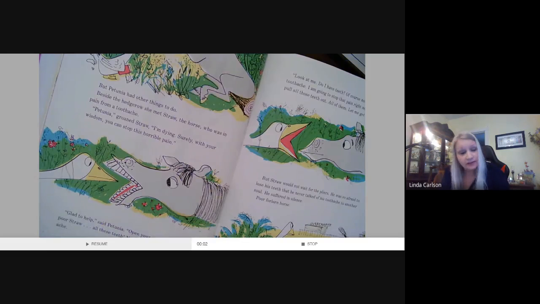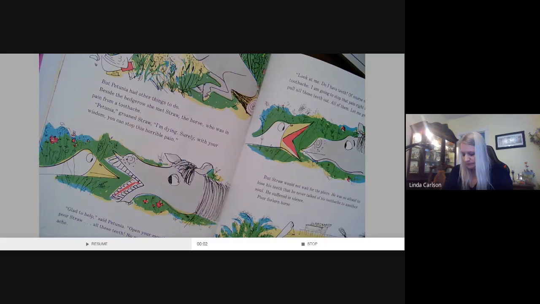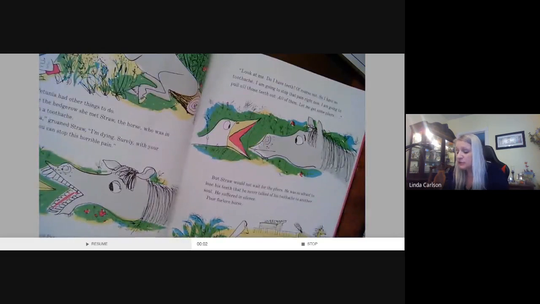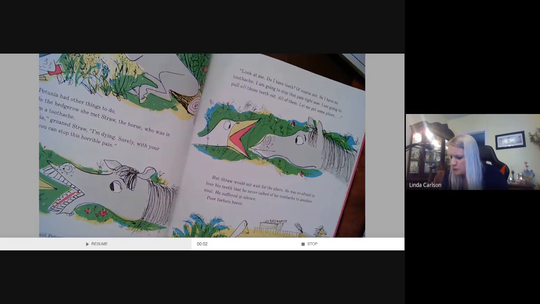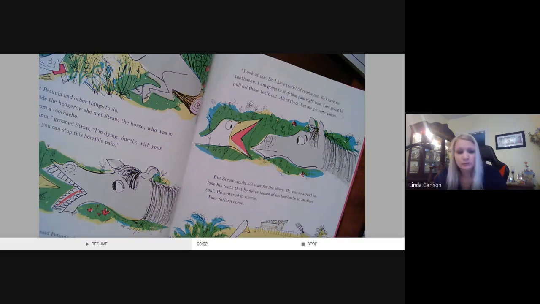So, but Petunia had other things to do. Besides the hedgerow, she met Straw, the horse, who was in pain from a toothache. Petunia groaned, "Straw, I'm dying. Surely with your wisdom you can stop this horrible pain." "Glad to help," said Petunia. "Open your mouth. Why, you poor Straw, all these teeth, no wonder you have a toothache. Let me look. Do I have teeth?" "Of course not. So I have no toothache. I'm going to stop the pain right now. I am going to pull all those teeth out." "All of them? Let me get some pliers."